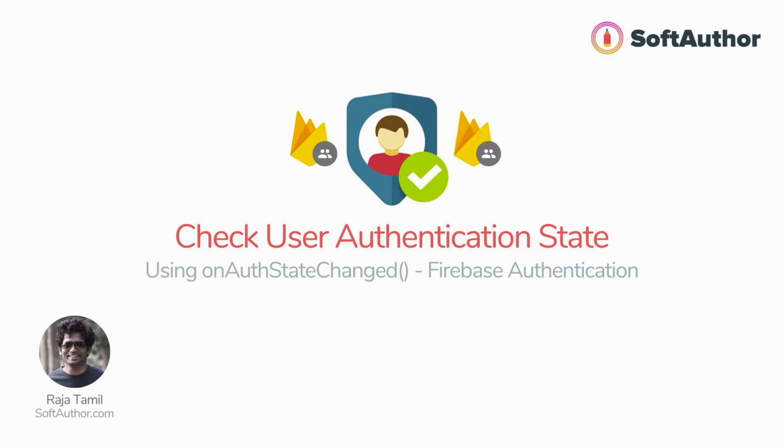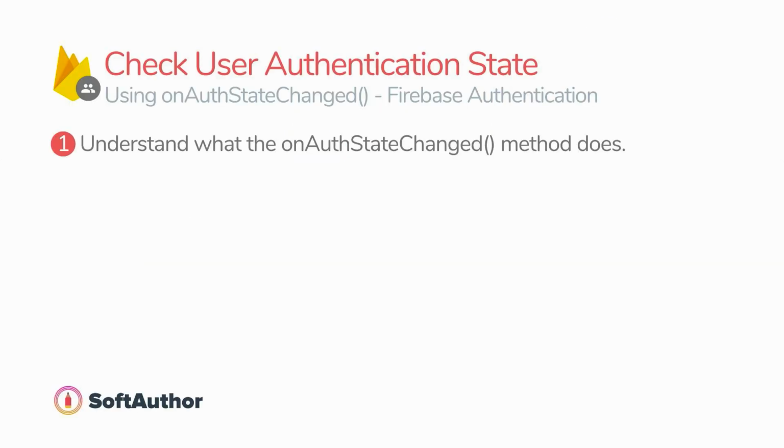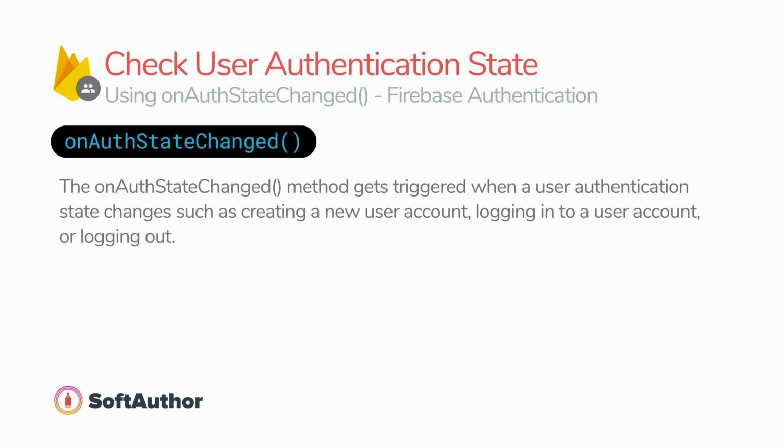By the end of this lecture, I am going to show you how to check the user authentication state using the onAuthStateChanged method. The first step is to understand what the onAuthStateChanged method does. The onAuthStateChanged method gets triggered when a user authentication state changes, such as creating a new user account, logging in, or logging out. For example, when the app loads for the first time, the onAuthStateChanged method will return null because at that time no user account is created or logged in.